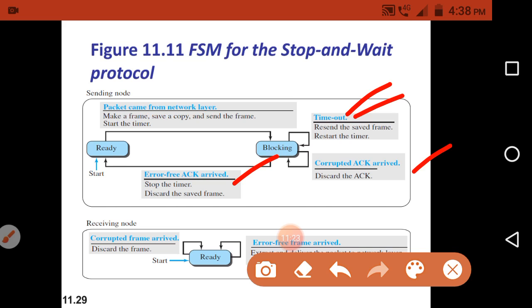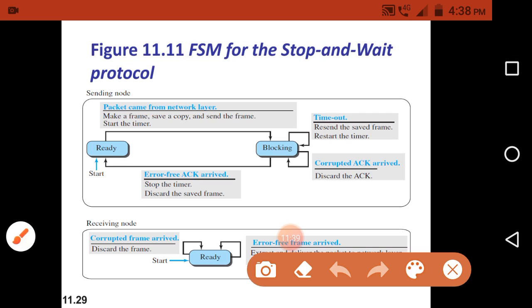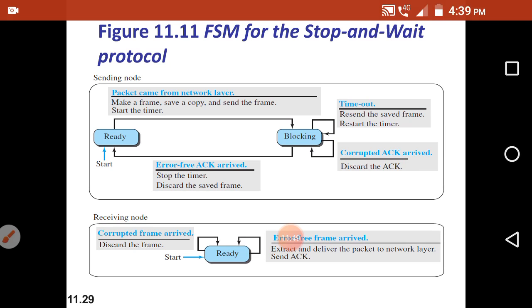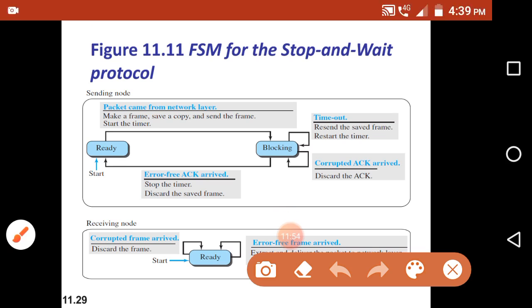At that time the sending machine will resend that same frame, because it already saved a copy of that frame. By using that saved copy it will resend the saved frame, and after that it will restart the timer, okay. So after performing this event it will move to the same state, that is the blocking state, okay. So this is the first event, and the second event is the corrupted acknowledgement arrived, okay.